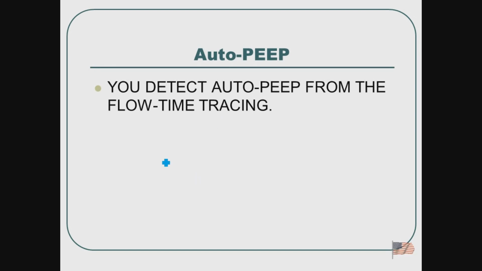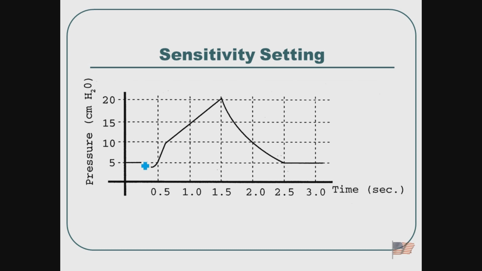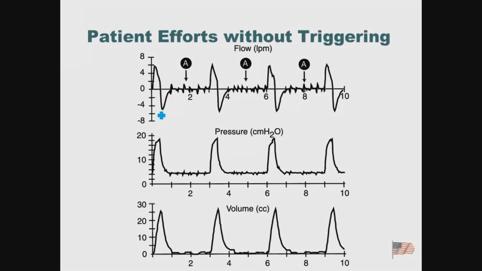So you detect auto PEEP from the flow-time tracing, not a pressure problem from the flow tracing. This doesn't seem right. Sensitivity: this pressure drop, if I'm in pressure trigger, should be what my pressure sensitivity is set at. If I see instances where a patient is attempting to trigger but no gas is being delivered, I know I have a loss of triggering. That means the sensitivity is inappropriate, or there's auto PEEP present causing that sensitivity to not be sensed. That doesn't sound right, but you got the idea.